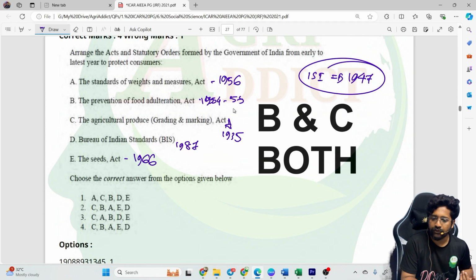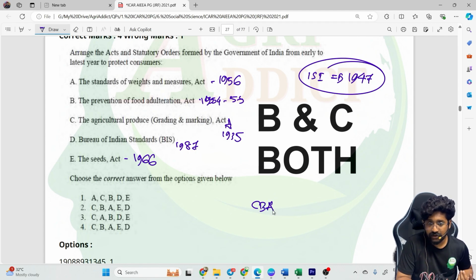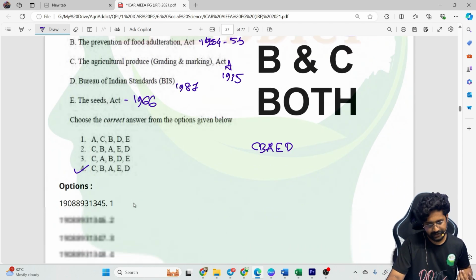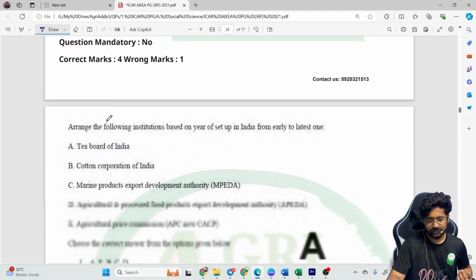So the first one was C. Then afterwards the Prevention of Food Adulteration Act, so CB. Then the Standards of Weights and Measures Act, that is in 1956, A. Then the SEED Act, that is E. Then the Bureau of Indian Standards, that is D. So therefore CBAED, the fourth option, will be the correct answer. The given answer is B and C both, but actually the correct answer is the fourth option, CBAED.